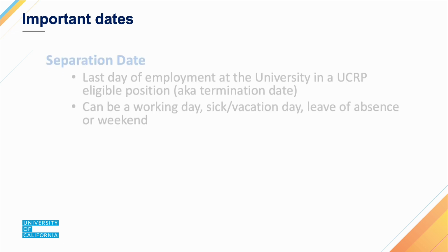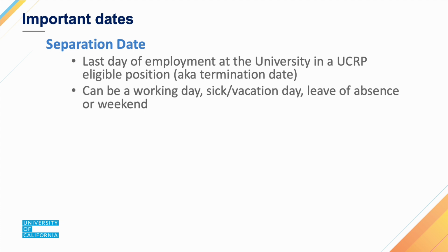Now, before we get into greater detail of how to calculate your UCRP pension benefit and how you can maximize your potential retirement income, there are two important dates you should consider. The first is your UC separation date. This is your last day of employment at the university. It's oftentimes also known as your termination date. And that date can be a working day, a day that you're on vacation or sick leave, or it can even be a weekend. It may also be a day where you're on paid or unpaid leave of absence. But in all reality, it's the last day of your employment at UC prior to your retirement date.